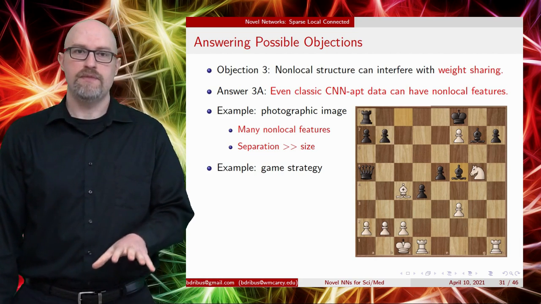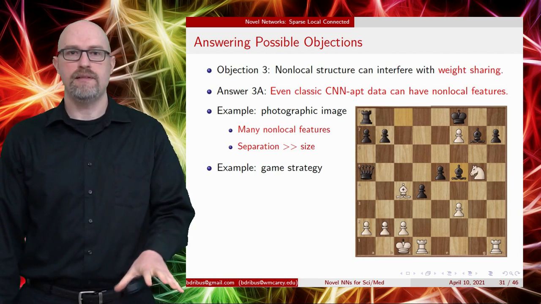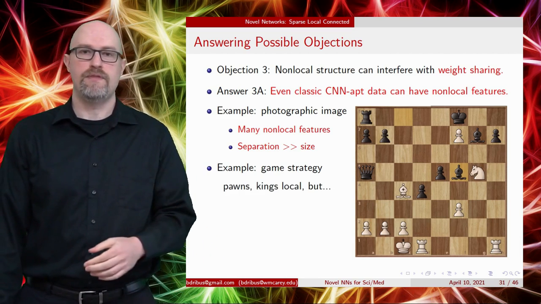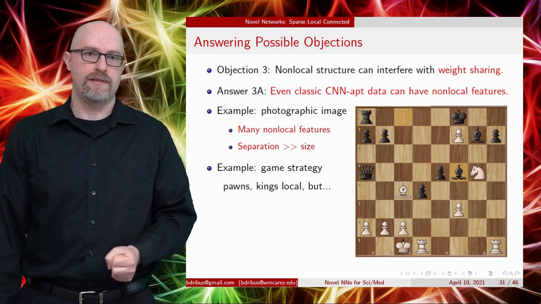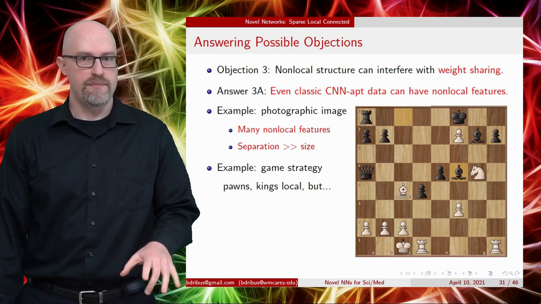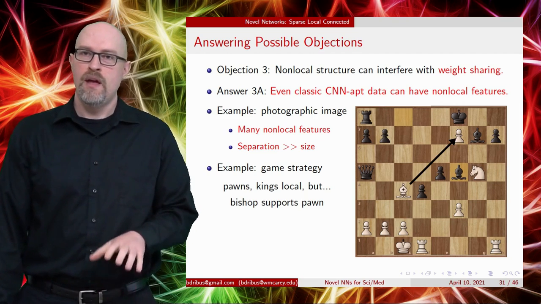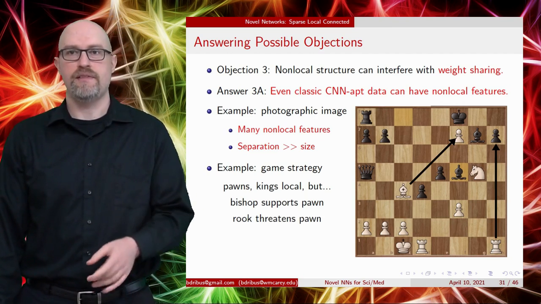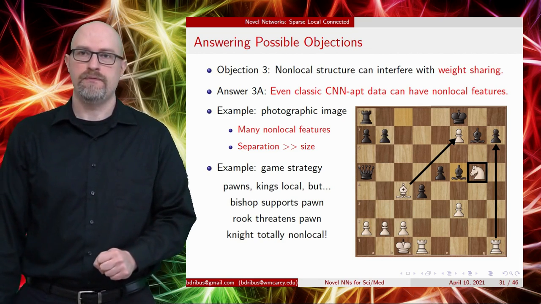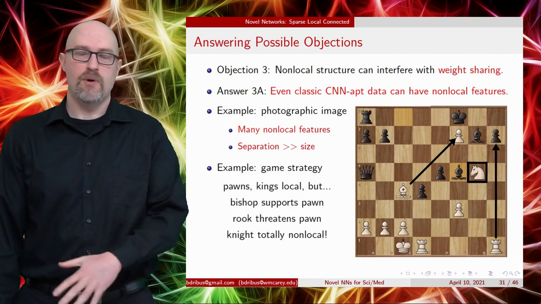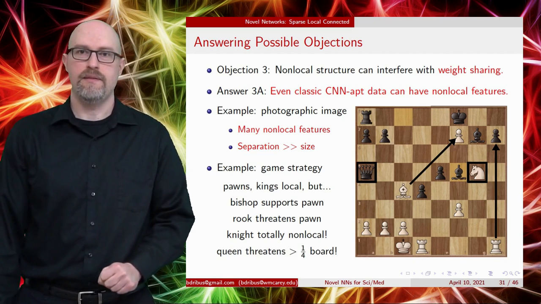While some of the pieces, particularly the pawns and kings, exert purely local influence, we also see many instances of action at a distance. For example, the bishop supports the pawn along the diagonal, the rook threatens the pawn across the board, and the knight's influence is completely non-local. The queen's influence covers more than a quarter of the board in this case.